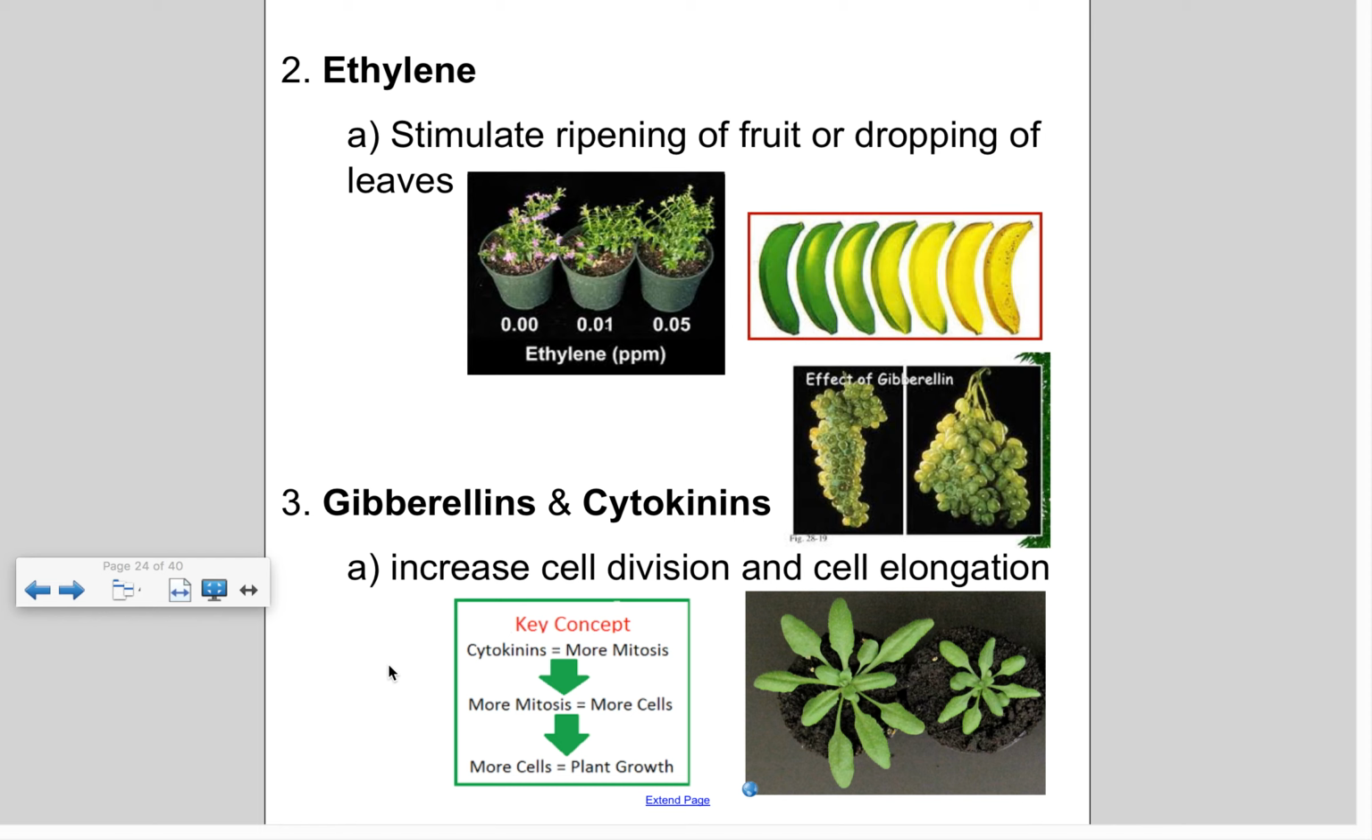The second plant hormone I'd like to talk about is ethylene. Ethylene's main job is to stimulate ripening of fruits especially, or maybe the dropping of leaves. Maybe you've noticed this with bananas. Every week my husband buys a bunch of bananas. He has a banana every single day for lunch, and he always buys them super, super green, and then over the course of the week, they end up like this.